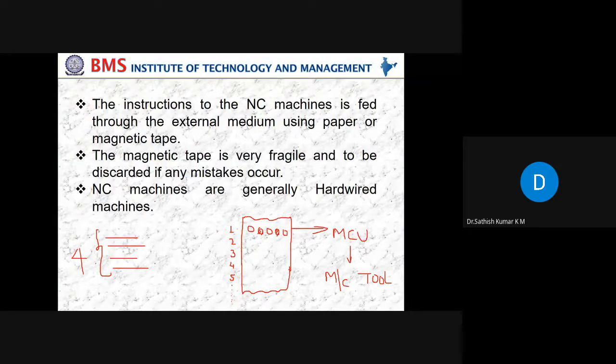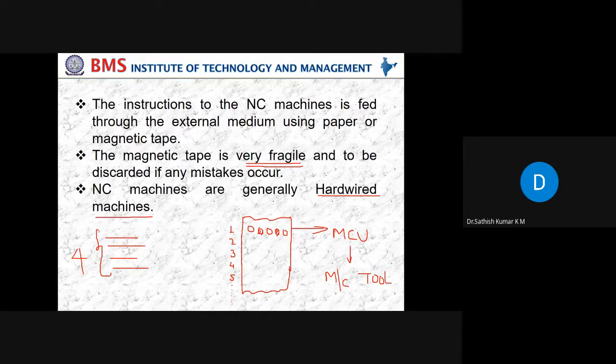Now the major problem of this method is that the tape we use is very fragile. As it is very fragile, there is always a problem of loss of data, and many mistakes are going to occur. Therefore, this method is now used much less. Also understand, NC machines are generally called hardwired machines. Basically, NC is a hardwired machine. So this is the problem: the program inputting is going to be difficult.